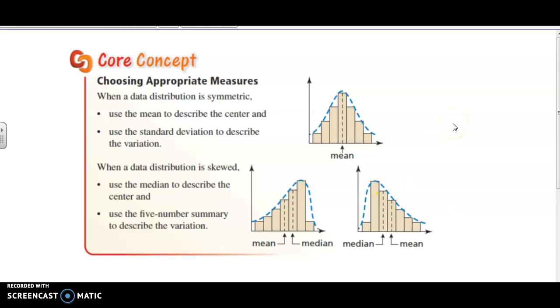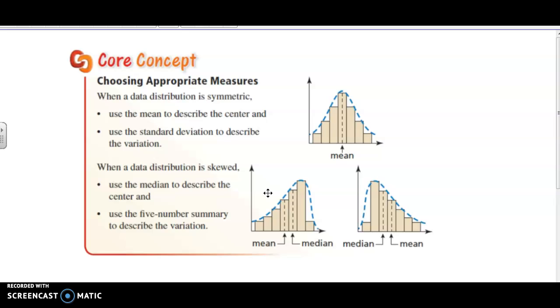So depending on if the data is skewed or symmetric, depends on what measure of center or variation would best represent the data. When the data distribution is symmetric, it's best to use the mean to represent the center and standard deviation to describe the measure of variation. When data distribution is skewed, you should use the median as your measure of center, and then the 5-number summary as your measures of variation.